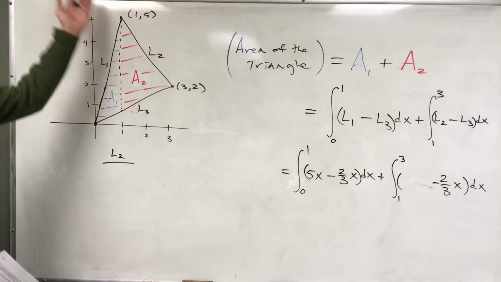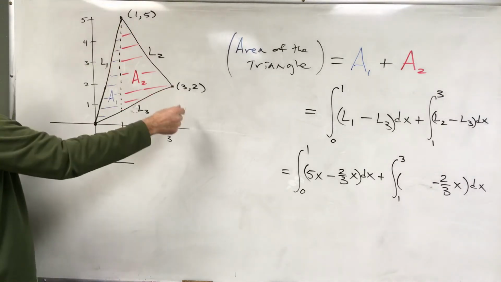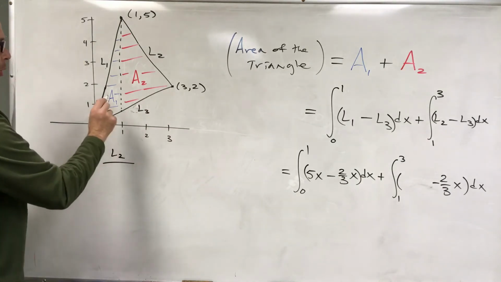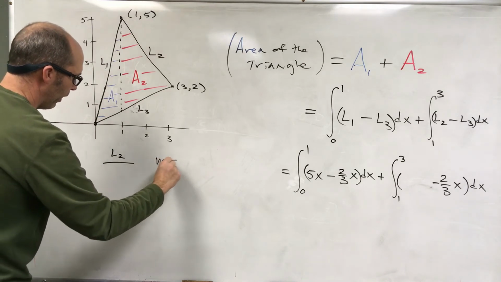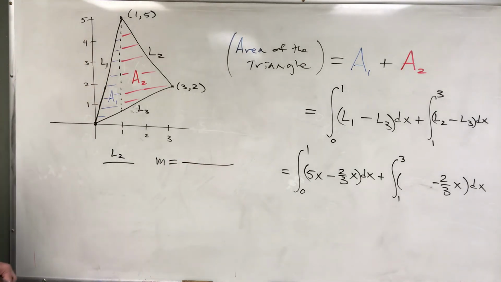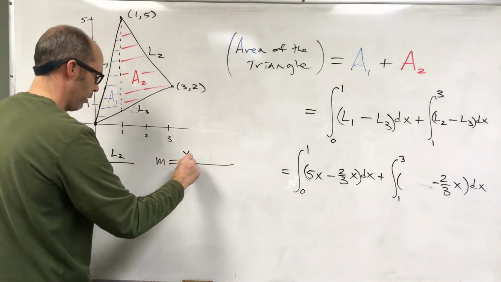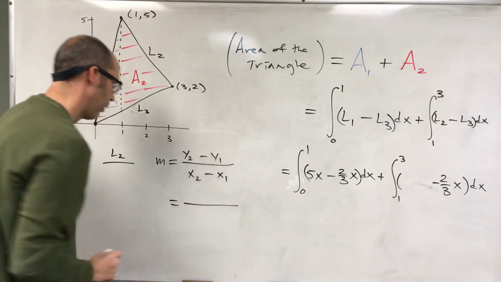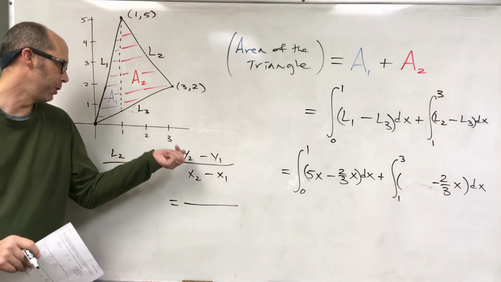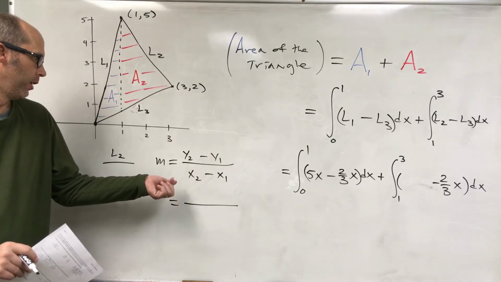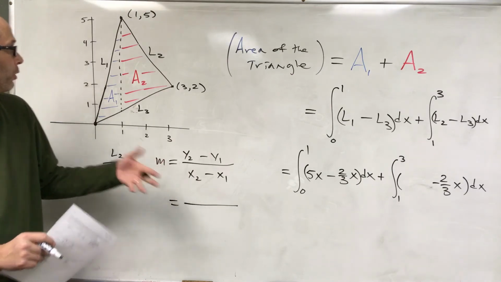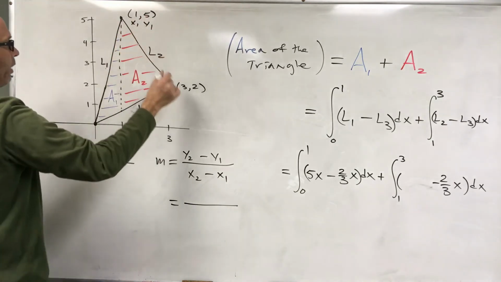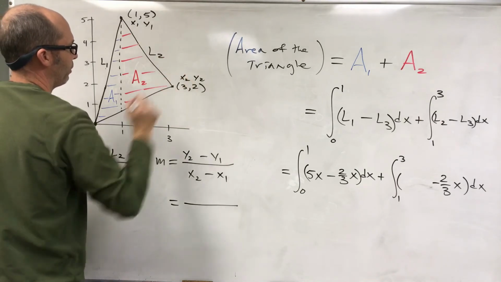Now you can see with L2 that the y-intercept is not going to be 0, so we're going to have to do a little bit more work. First let's figure out the slope. Remember, m you can think of as y2 minus y1 over x2 minus x1. It doesn't matter which one you choose to be x1, y1 and x2, y2, just as long as you're consistent. Let's say this will be x1, y1, and this will be x2, y2.